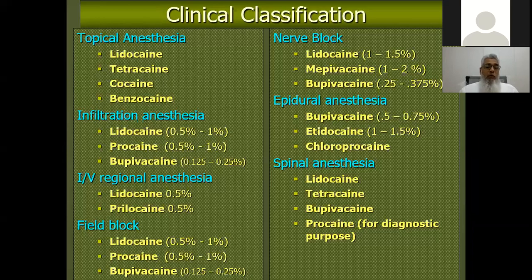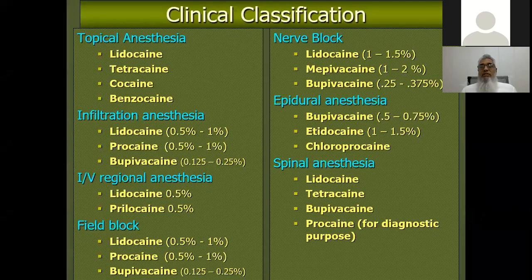Then there are field blocks, and the field blocks are usually given for post-operative analgesia. The drug is injected into the different body planes, and the nerves are anesthetized, and the post-operative analgesia is very good with field blocks.